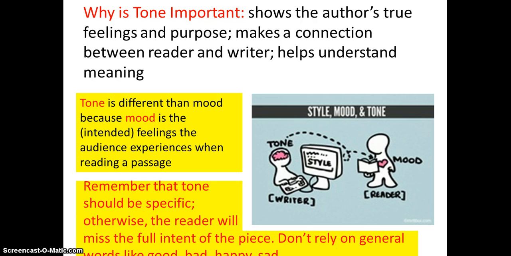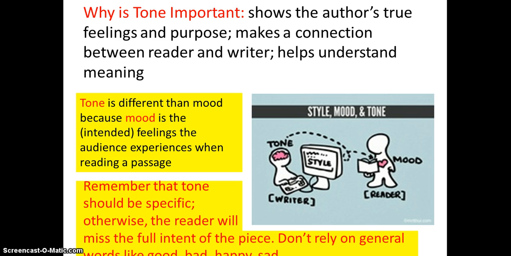All right, so why is tone important? Tone is important because it shows the author's true feelings and purpose. It makes a connection between the reader and the writer. It helps understand the meaning. So tone is different than mood because mood is the intended feeling the audience experiences when reading a passage. And this is important because sometimes people will ask what the tone is. And again, the tone is the author's attitude. And the mood then is what the author would like the reader to feel. And that's that intended meaning.